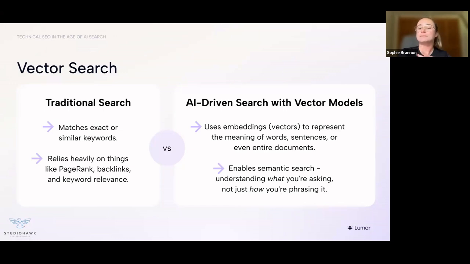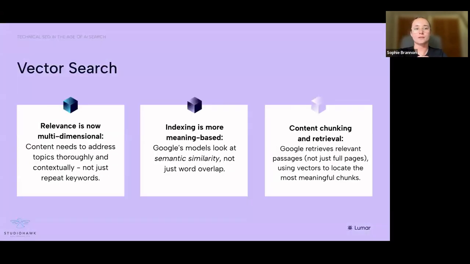With the new AI-driven search, it uses embeddings or vectors to represent the meanings of words, sentences, or even entire documents. What that means is that rather than trying to match a single keyword to the most relevant article, collection page or product page, it's collating more within the semantic realm. It's understanding what you're asking overall, not just how you're phrasing it. So relevance is now more multidimensional. Your content needs to be really comprehensive, very thorough, and very contextually relevant, not just repeating keywords.